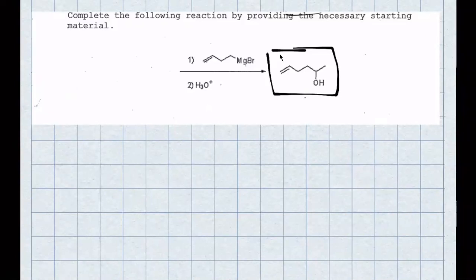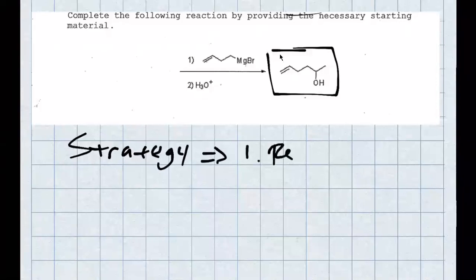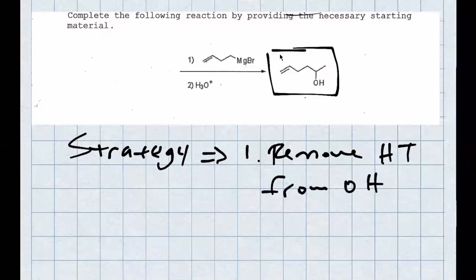Get rid of the proton, because the reason you do that is because that's the last thing that you do in the forward reaction. The first thing you do going forward is add the Grignard, and then in the second step you add the proton. So working backwards, the first thing you need to do is reverse the last step. So that's my strategy, is to remove H+ from OH, right? That's what I want to do.